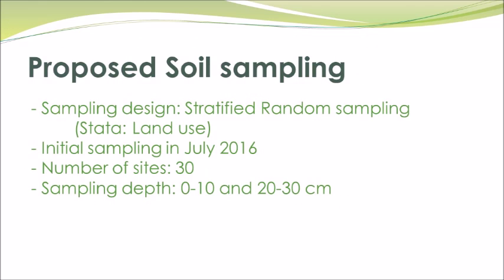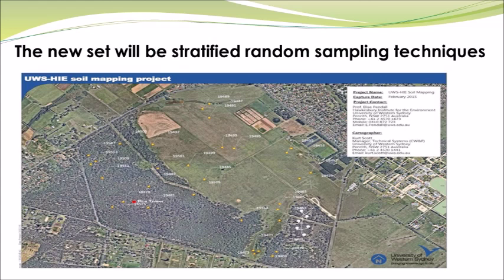Now let's talk about the soil sampling. A set of samples were already collected in early 2015. Another set of random sampling is proposed from 30 locations from the site and from two depths: 0 to 10 centimeter and 20 to 30 centimeter. In the map, the yellow dots are the points from where soil samples were already taken, and the planned soil samples will be from locations where samples were not taken.